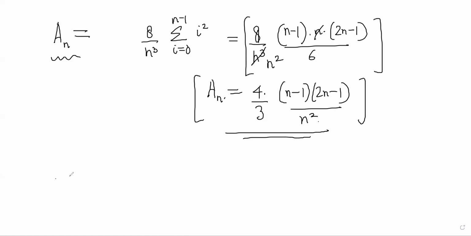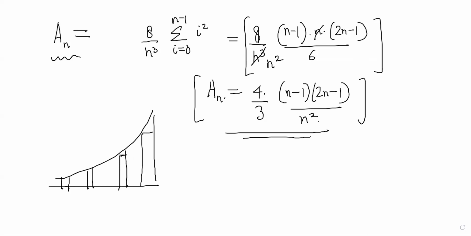Yes, sir. So we have divided the y is equal to x square curve into n rectangles, and we have found the area of each of these rectangles, right? But we know that this is not an accurate representation of the area. The accurate representation of the area would come if you take limit n tends to infinity of this expression, right?